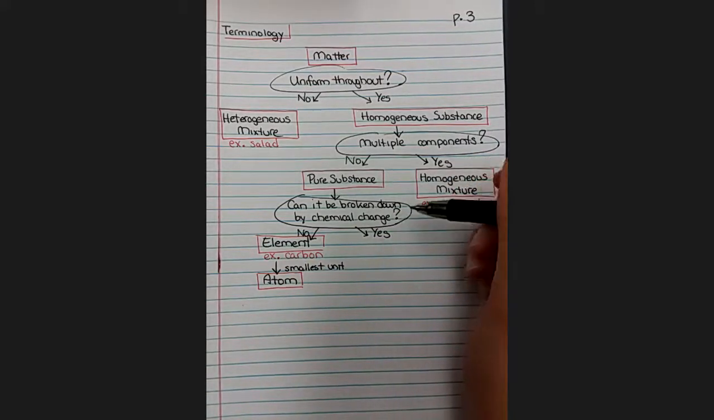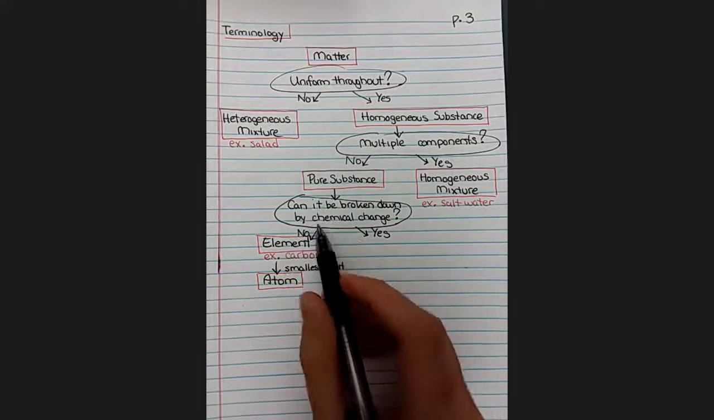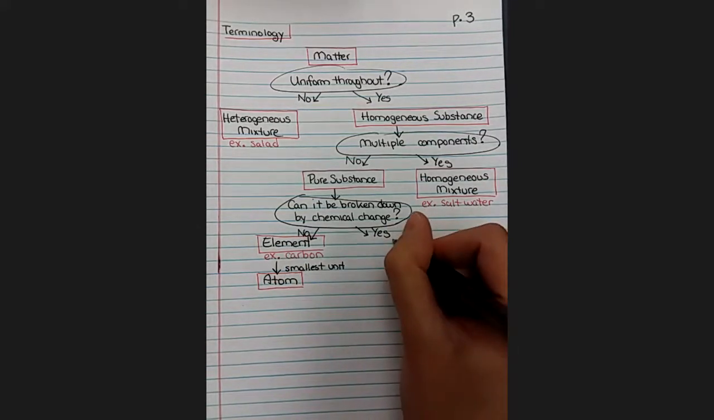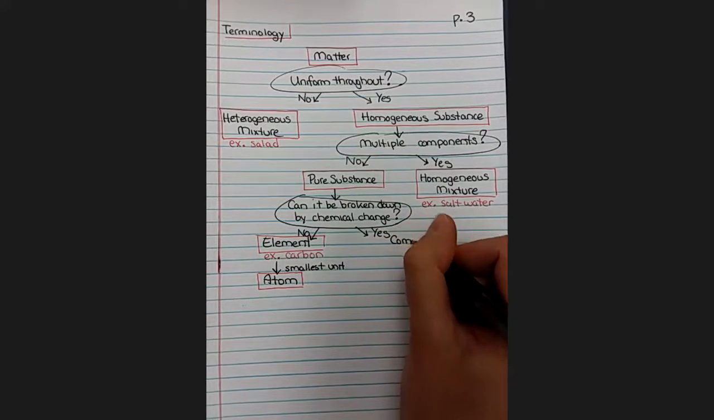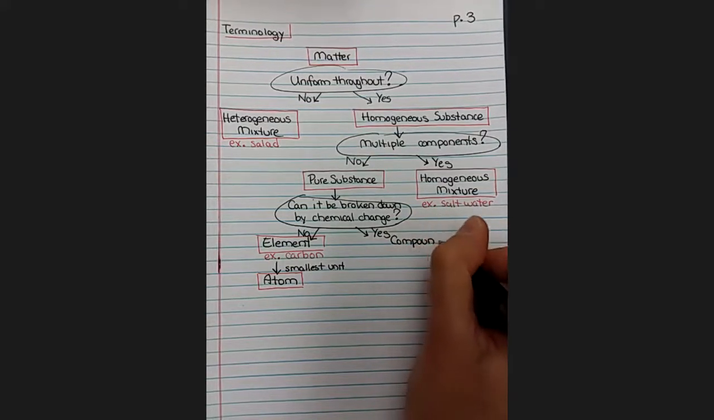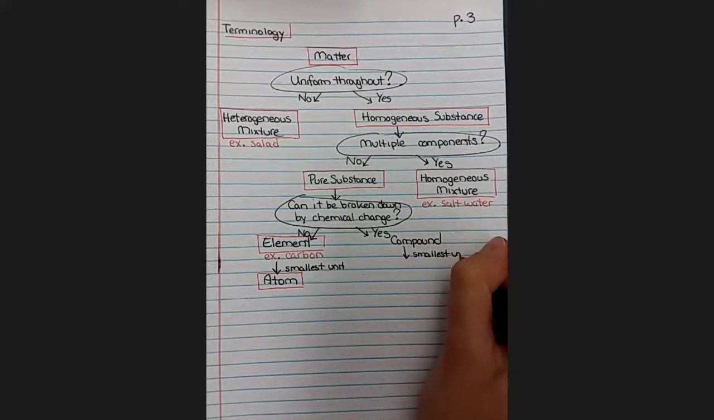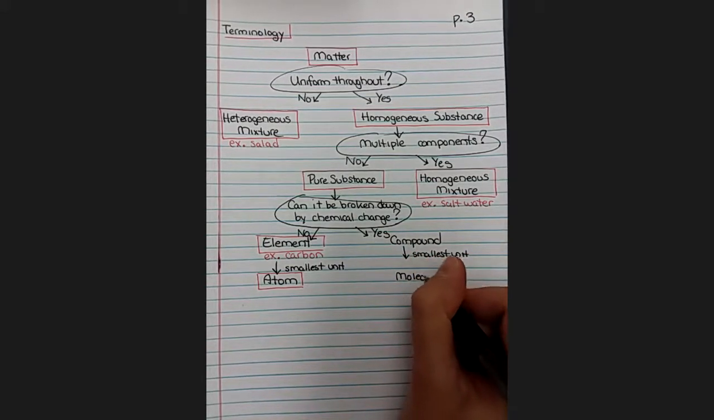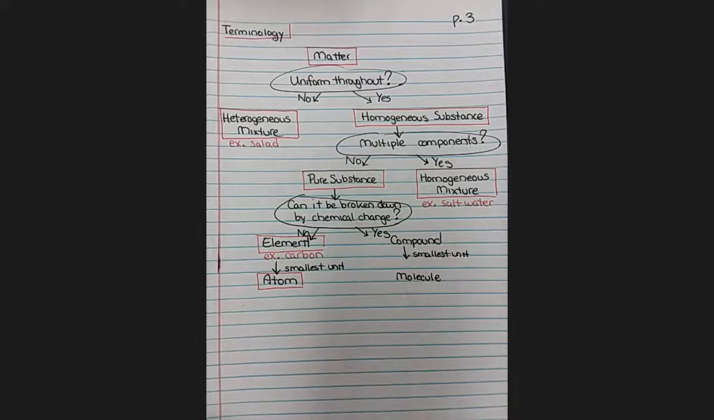Let's go back to this side of the fork. So if you have a pure substance and you can break it down into something that's fundamentally different through a chemical change, then we're going to call that a compound. And the smallest unit of a compound is going to be a molecule.